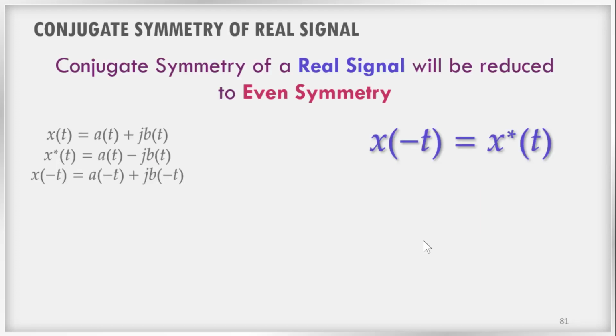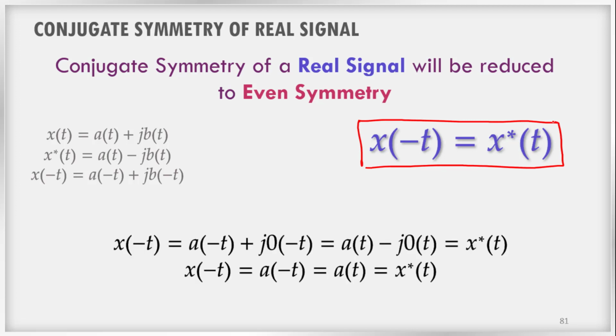Now what happens if the signal is real, right? What happened to conjugate symmetry if the signal is a real signal? So we know that the condition for conjugate symmetry is x of minus t is equal to x asterisk of t, right? Now our signal is a real signal. So what is meant by real signal? Imaginary part of the signal is 0. So in our equation, we don't have this imaginary part. X of minus t is equal to a of minus t equal to a of t. The condition will be reduced to even symmetry. So conjugate symmetry of a real signal will be reduced to even symmetry.